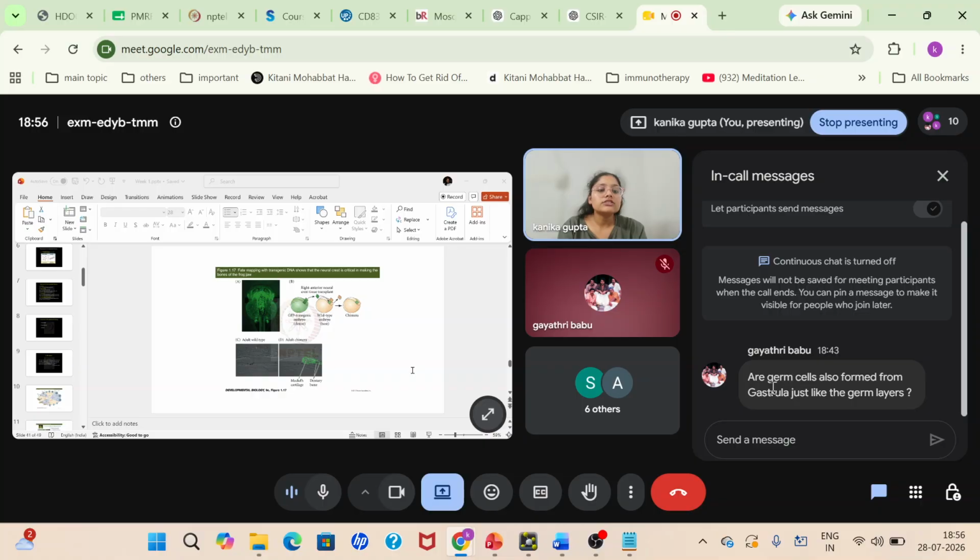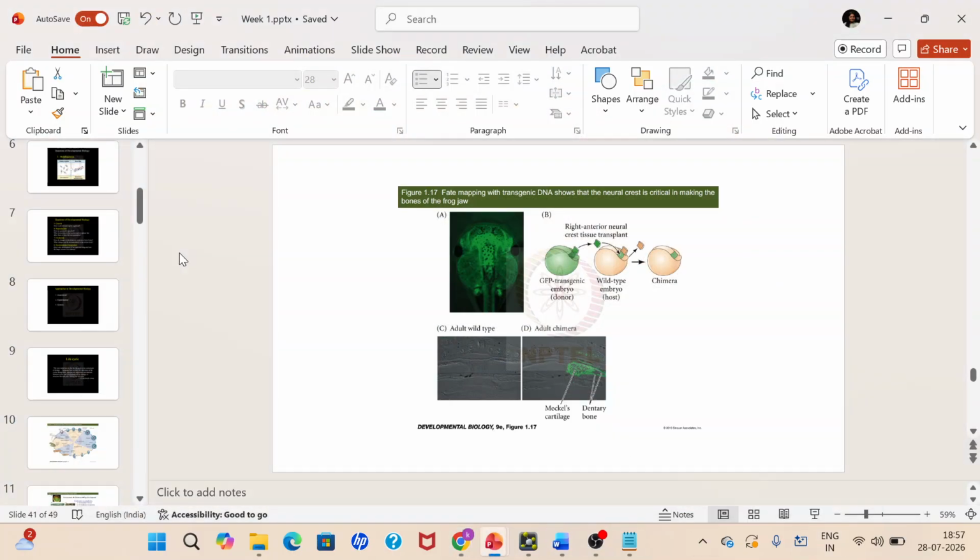No. Germ cells is a different thing. Germ layers is a different thing. Germ cells is a term generally used for those cells, the ova and the sperms. These are formed from gonads, and gonads are formed from mesoderm. I'll just show it to you in the presentation.